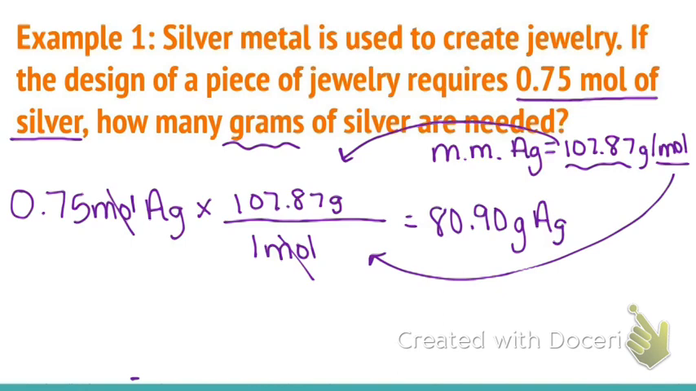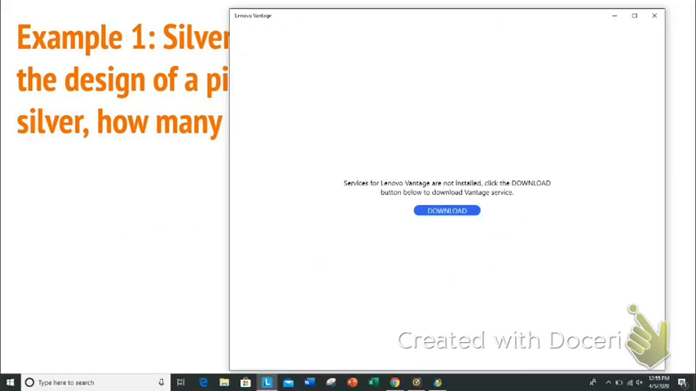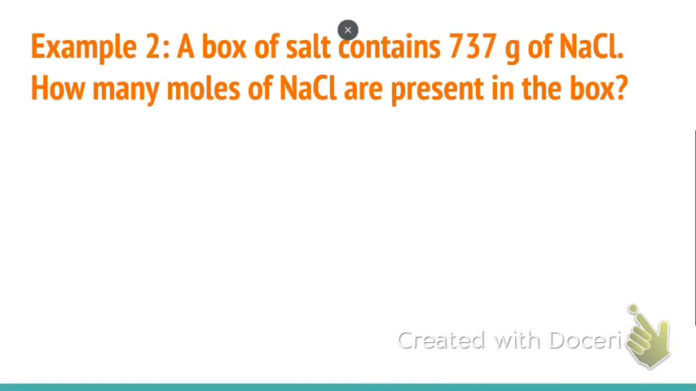The other 2 examples are working with things that are not elements, but instead compounds. So we have this box of salt that contains 737 grams of sodium chloride.